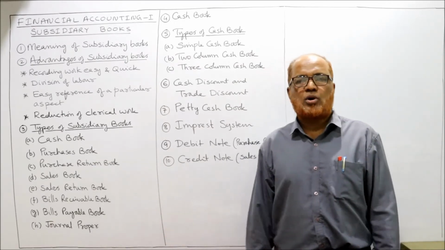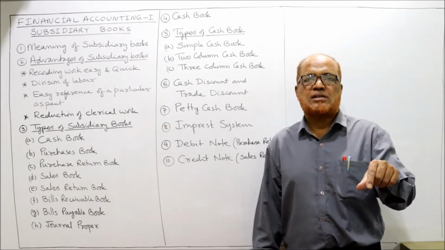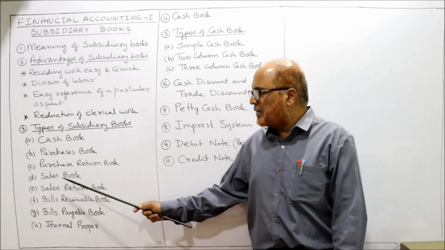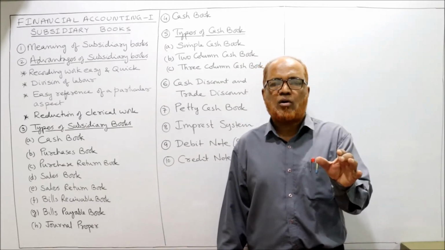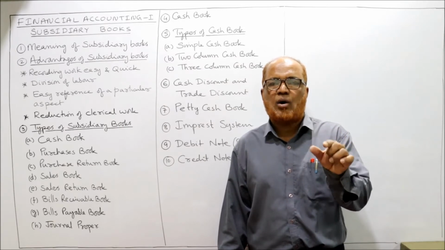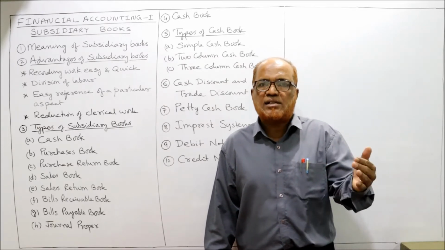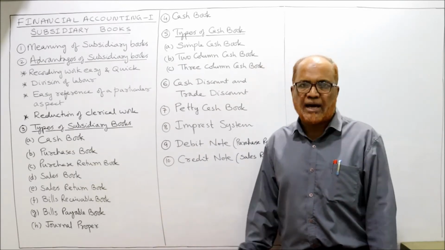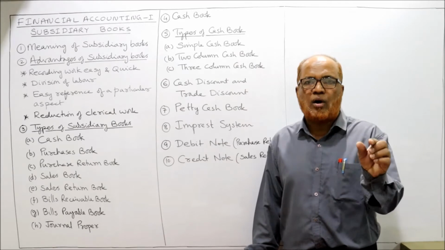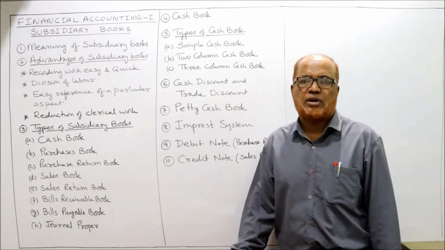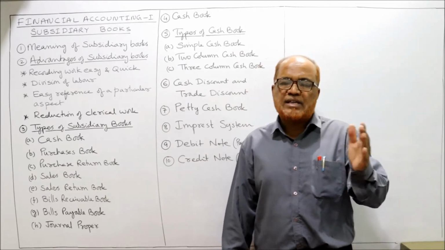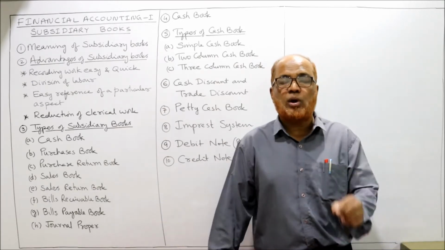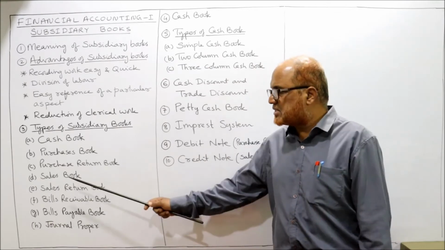Purchase returns book. All purchase returns to the suppliers will be recorded in purchase return book. Similarly, sales book. Sales book will record all credit sale of goods. Cash sales will not be recorded in sales book. Cash sales will be recorded in cash book. Only credit sale of goods will be recorded in sales book. And one more thing, sale of fixed assets or sale of any other item will not be recorded in sales book. Only sale of goods. This is the sales book.